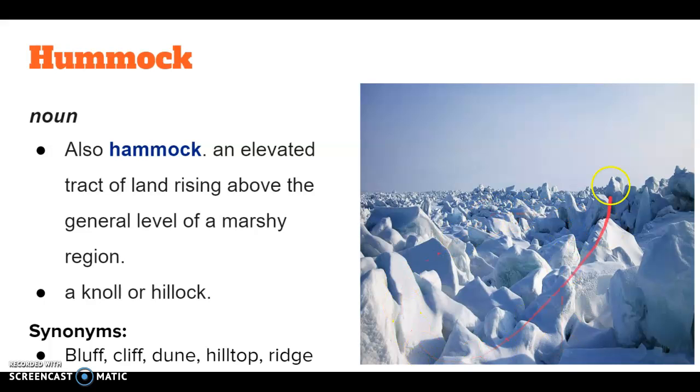So as you can see, this isn't traditionally what a hummock is because it's typically over a marshy region. But I liked this picture because it showed lots of various elevations. There's lots of crags and ground rising up over other ground. It's very hilly. This would be a hummock, something where there's a lot of rising and falling in the land. So synonyms might be bluff, cliff, dune, hilltop, and ridge.